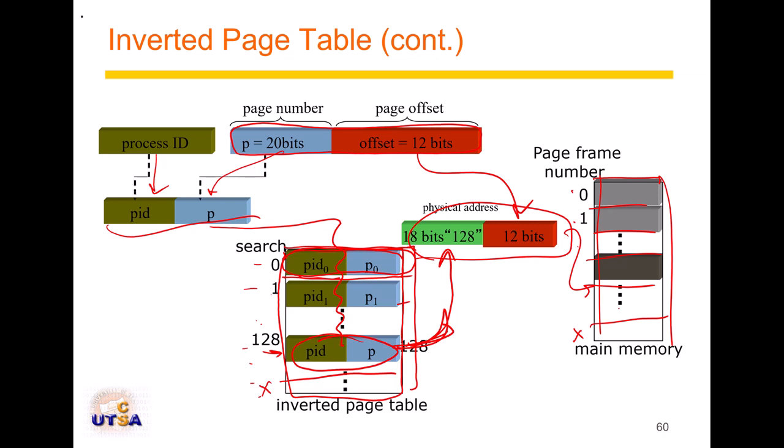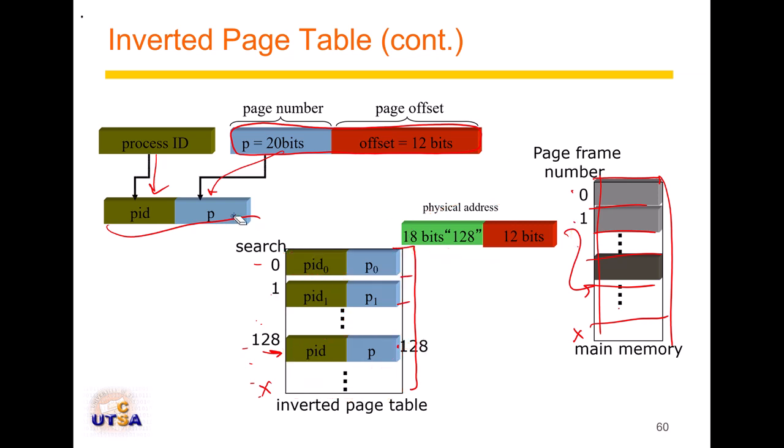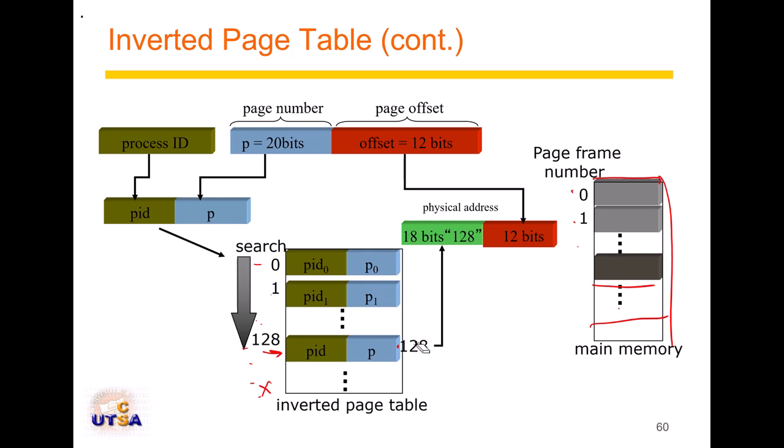Okay, so that's the idea, and let me just show. We take this, we search it through these entries, and when we find it, we use the index of that table. That's where the name comes from, inverted page table. So we use that inverse index as our frame number, and then combine it with the offset, and now you get your data. Okay, so how many memory accesses did we have?